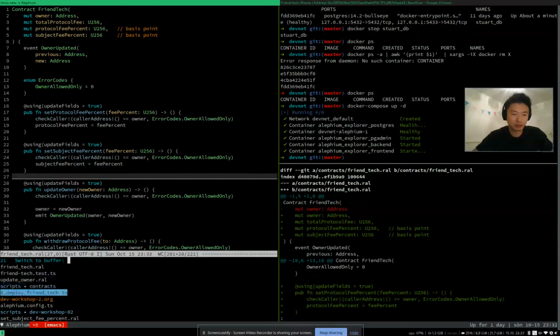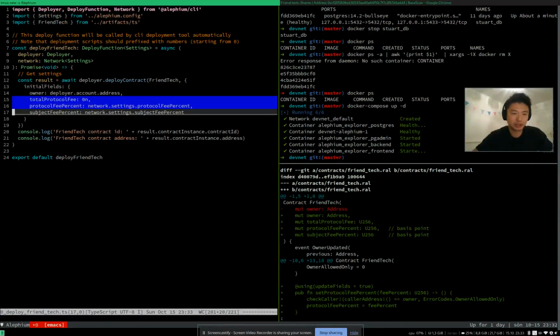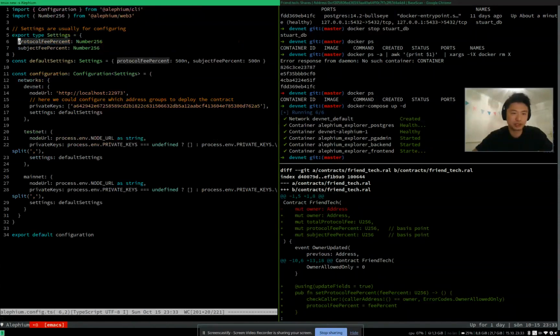And the deployment script basically does pretty much the same thing, except that it sets the initial value for these 3 new readable fields. And the protocol fee and the subject fee are both set to 500 basis points.